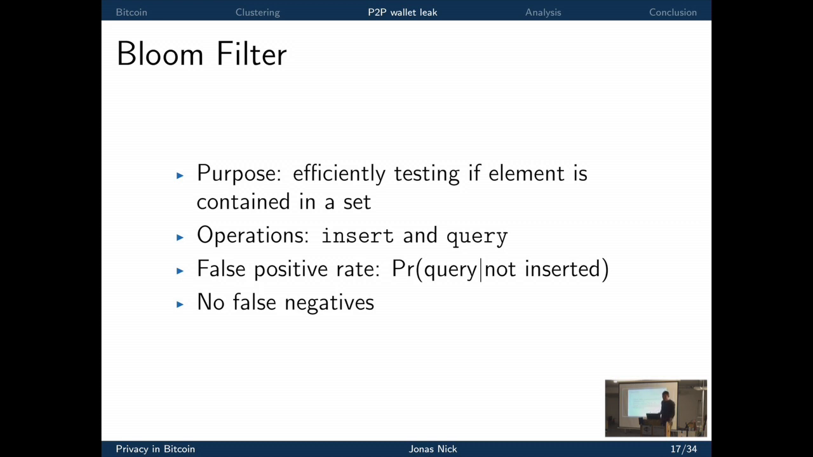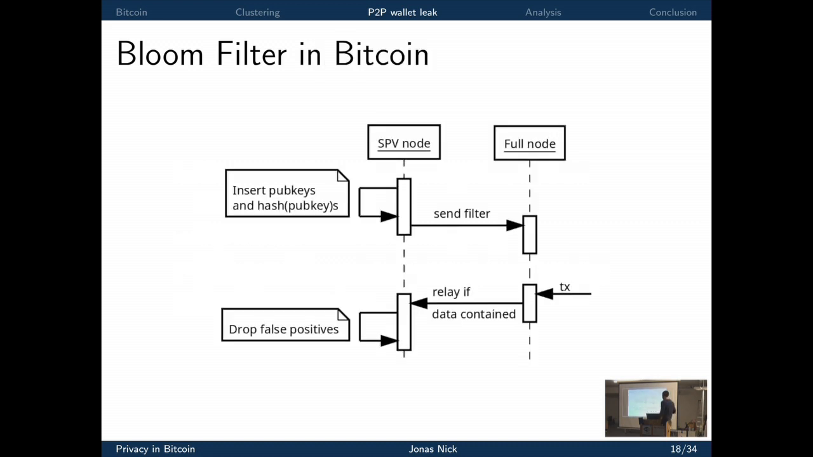So if you insert something into the bloom filter, then the query will always return true. If you have not inserted that element, it could be, with some probability, that the query returns true. So how is that used in Bitcoin?